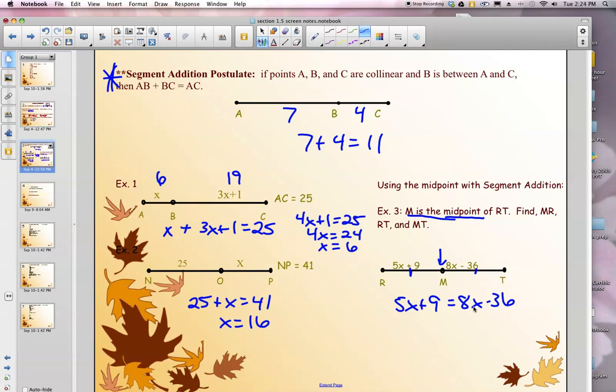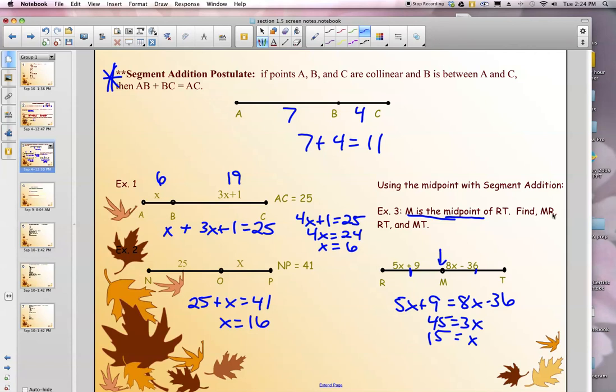And now I do my algebra that way, so I would subtract my 5x's over and get 3x, and then I would add my 36 over to the 9 because it's being subtracted, and I'd get 45, and then I'd divide by 3, and x is 15. Now that just tells me what x is. That does not tell me what the length of the segments are. So be careful in your problems.